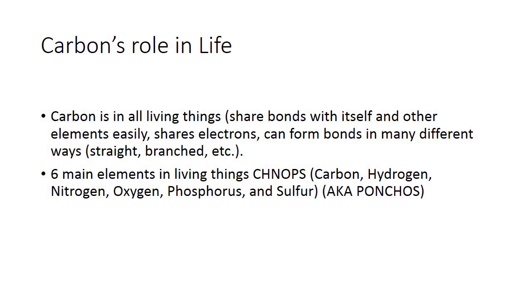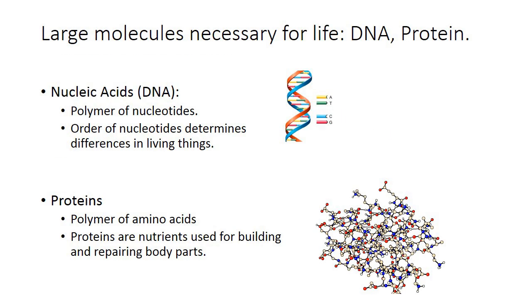So our first one we'll talk about is DNA, nucleic acids, to be specific. Nucleic acids are polymers of nucleotides. Okay? That's your A, T, C, G. Now, ATCG creates this repeating pattern that literally determines the differences in living things. So DNA is extraordinarily important for us.